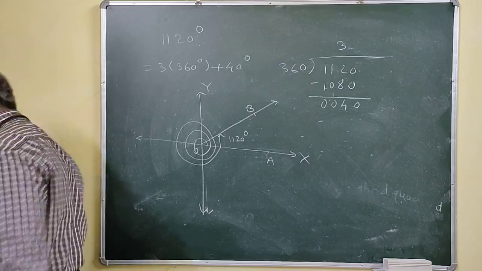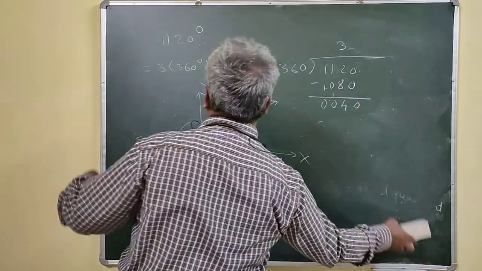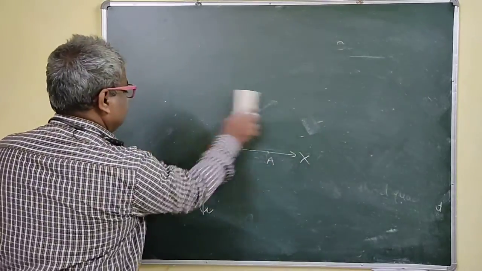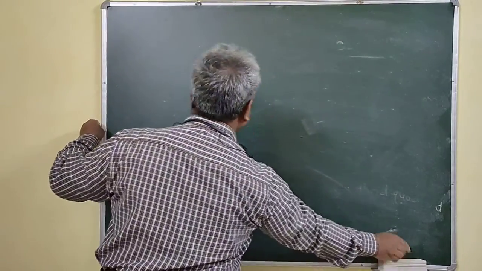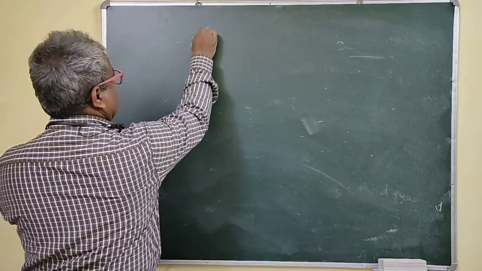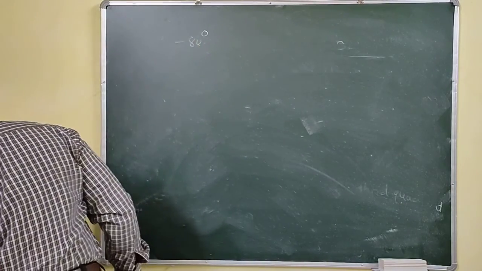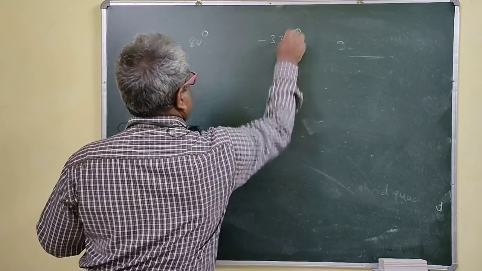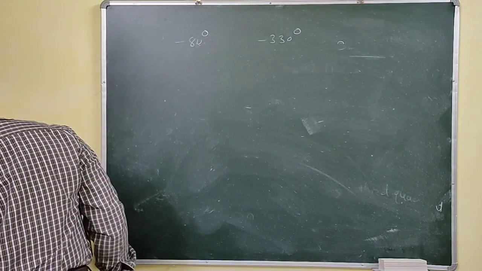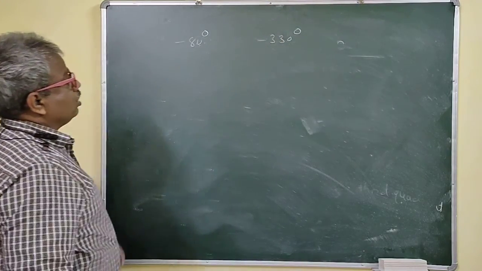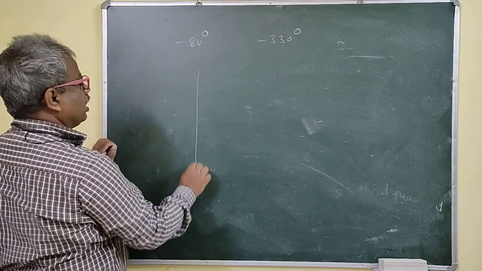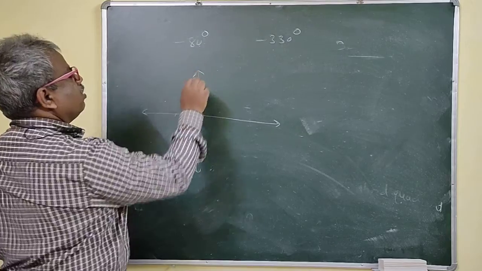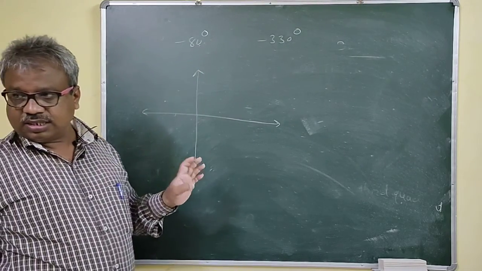So next one is minus 80 degree. Now this is very simple. Minus 80 degree. After that, minus 330 degree. So minus 80 degree: we can draw the figure directly, because it lies between minus 360 degree and 360 degree.